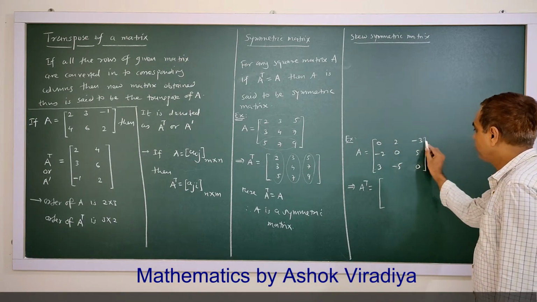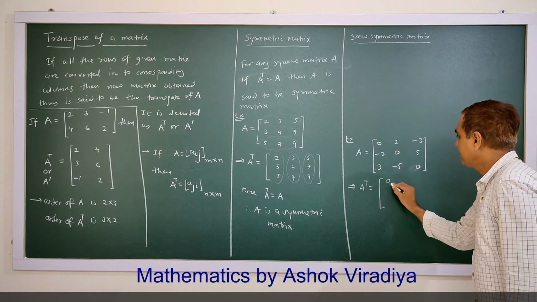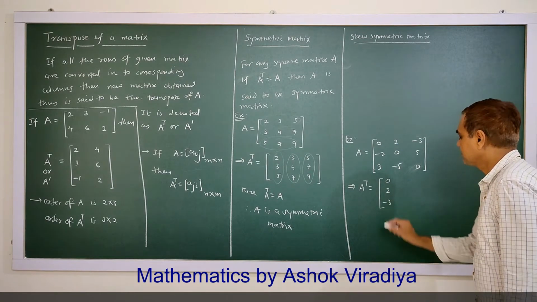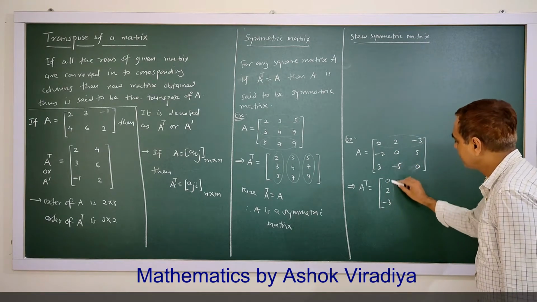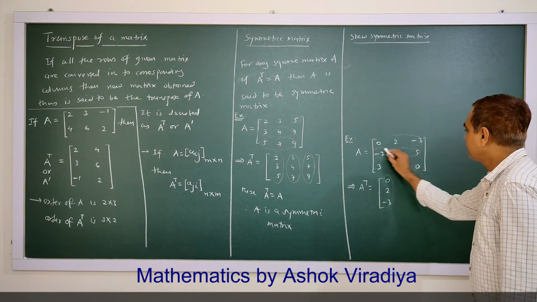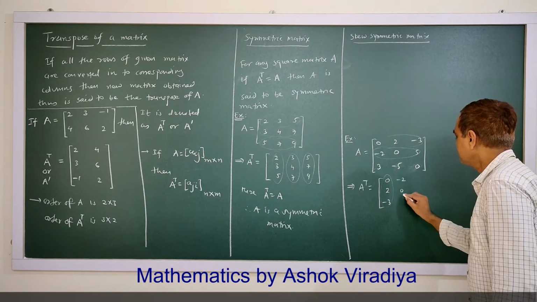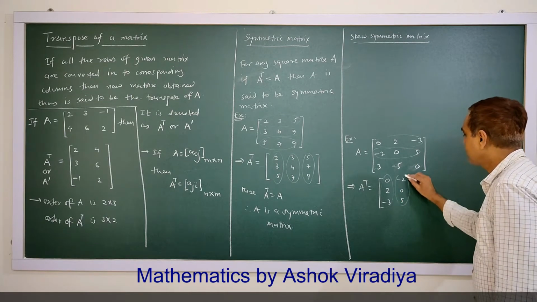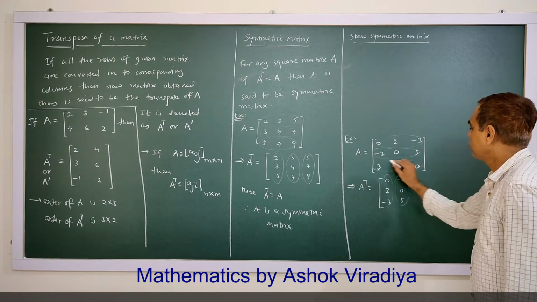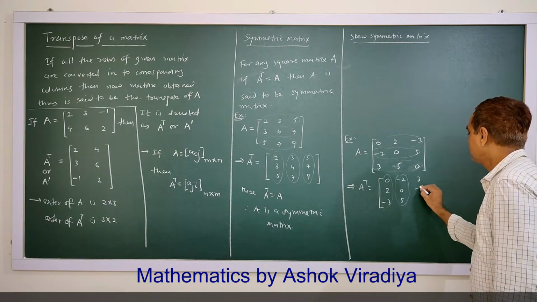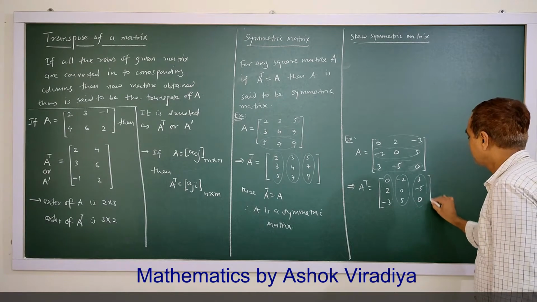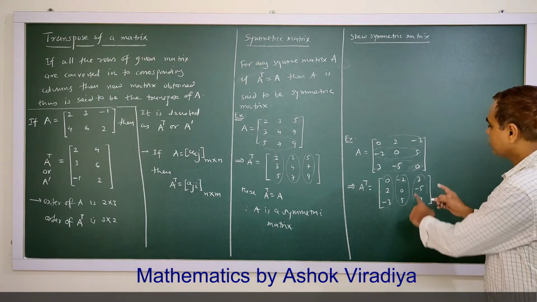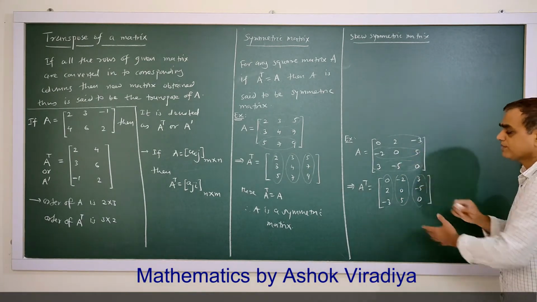See, the first row, I take as the first column. The first row is the first column. The second row is the second column. The third row is the third column. So this is the transpose of this given matrix.